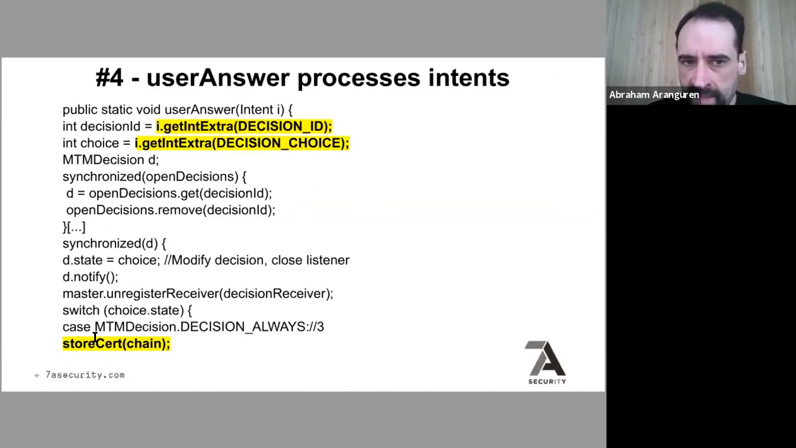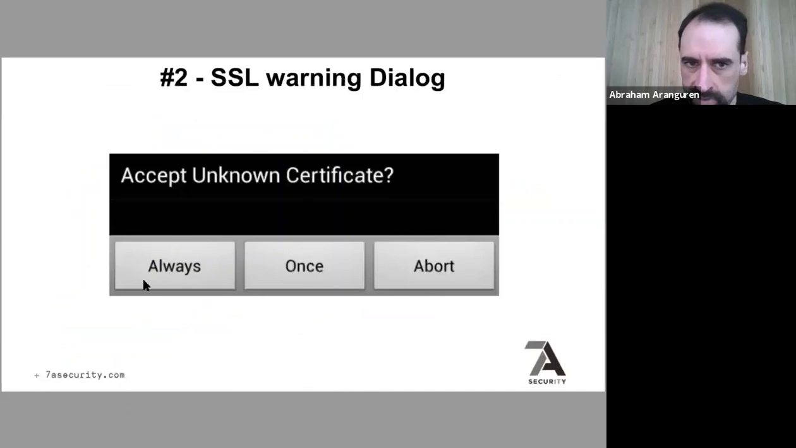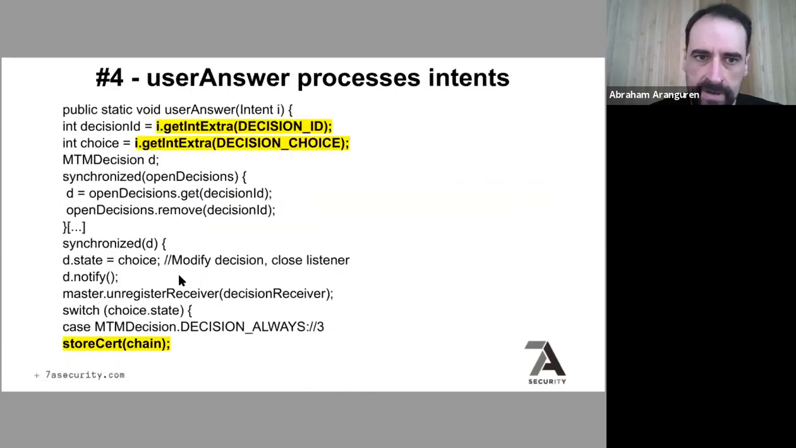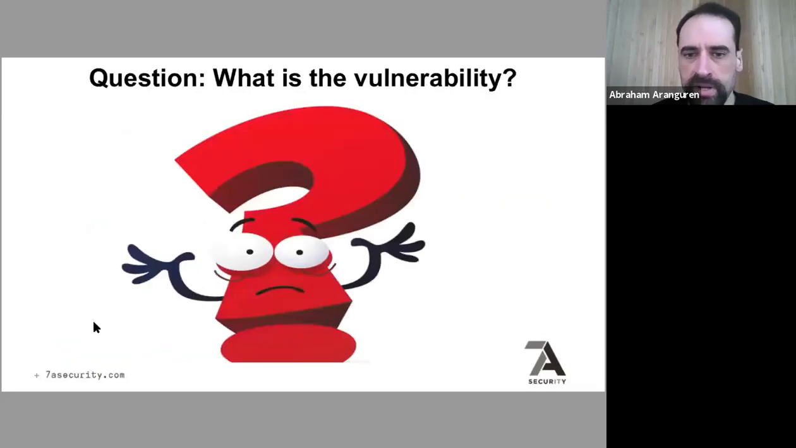And then the user answers, and this is going to process the answer of the user. What is most important for us here is if the decision is always, right? We have three choices: always, once, and abort. If the user clicks on always, then the certificate is going to be stored permanently in the application so that the user is not prompted again for this certificate, right? So can you try to guess what is potentially wrong with that? Any takers?